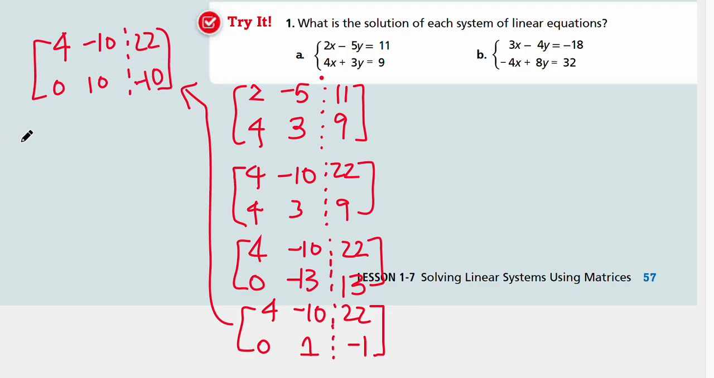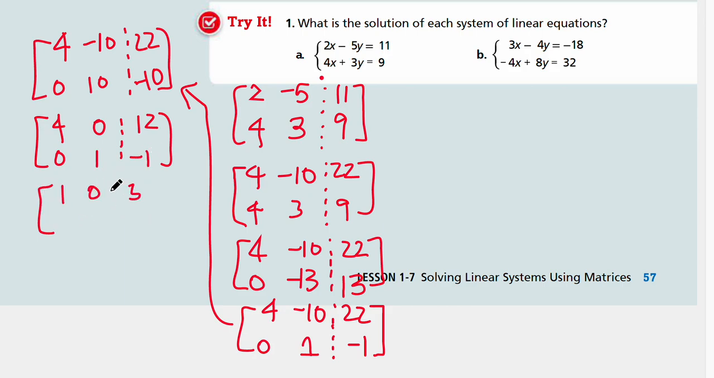And I'm just going to simply add them. So I have 4. If I add 4 and 0, it's just still 4. And then I add them, it's 0. I add these two, I get 12. And then the second row, I'm just going to divide by 10 again to get 0, 1, -1. Okay, and now I can just divide the first row by 4 to get 1, 0, 3. And now I have 1, 0 on top and 0, 1 on the second row, right? And this is our final answer. So I'm going to write the final answer as 3, -1.